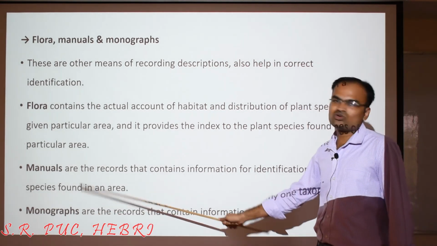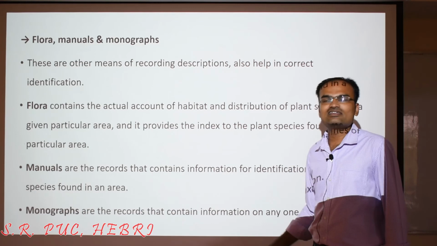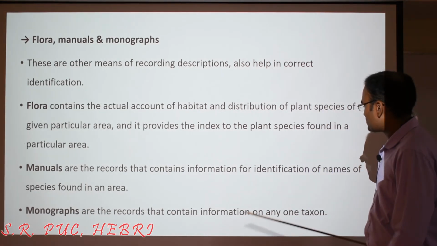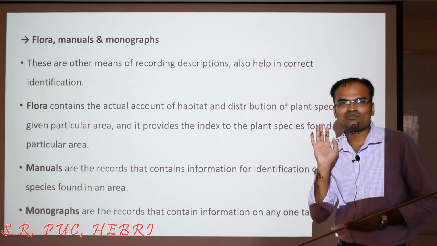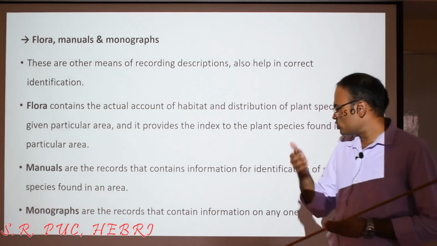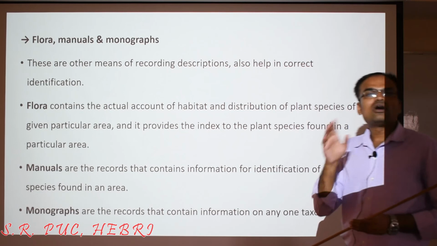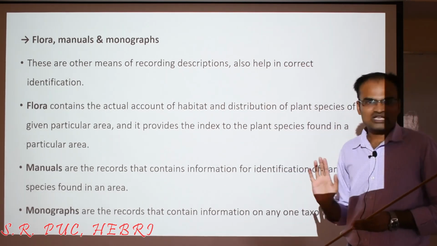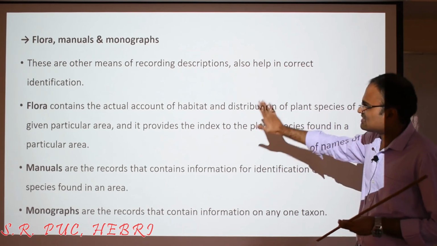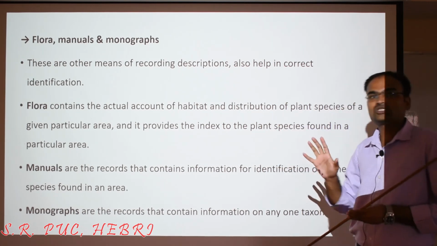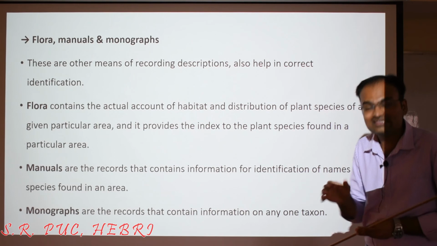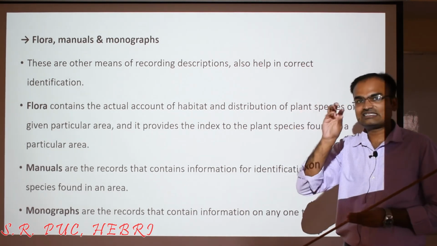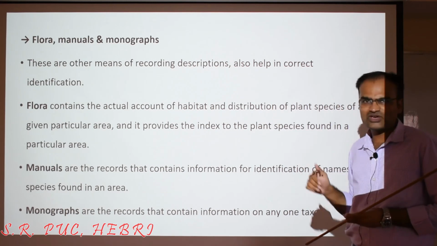Third one, monographs. Mono means single. Monographs are the records that contain information on any one taxon. So monographs are going to help to get the information of any one taxon, starting from kingdom and ending with the species. So these are some theoretical taxonomical aids which are going to help the taxonomical study. Understood? The important ones are the starting five, but these three are also very important.